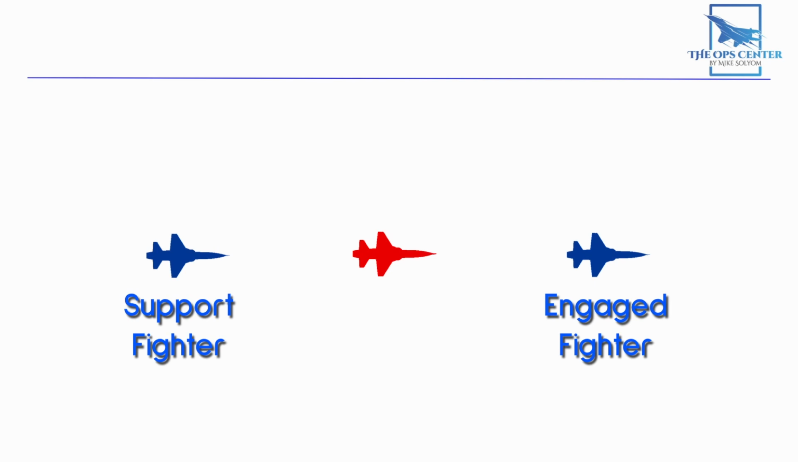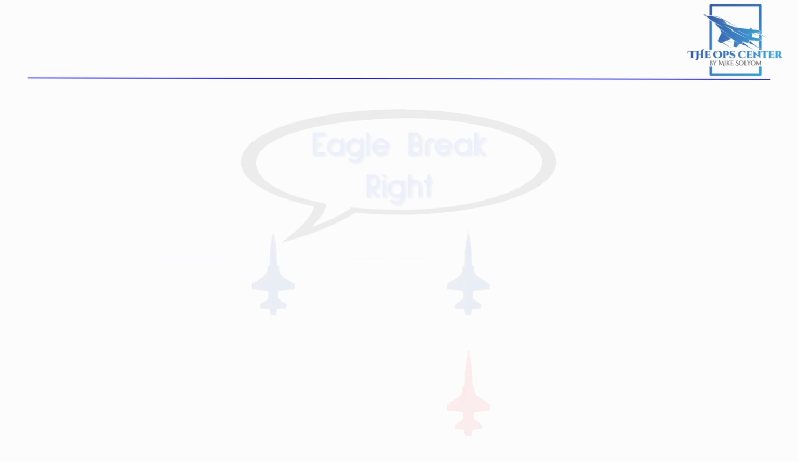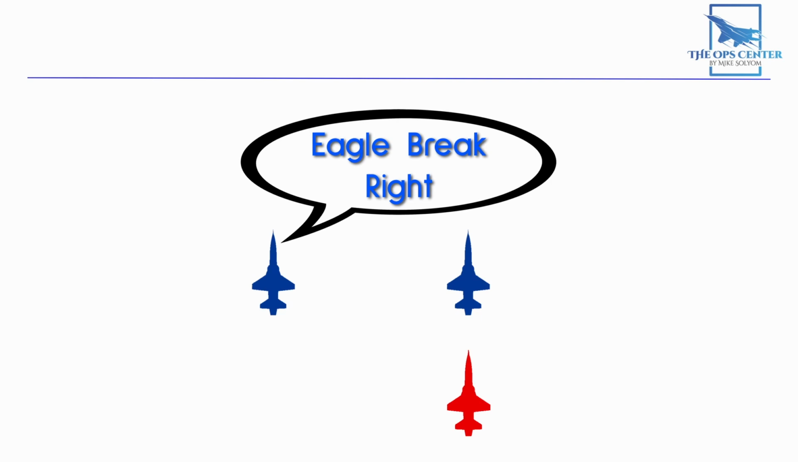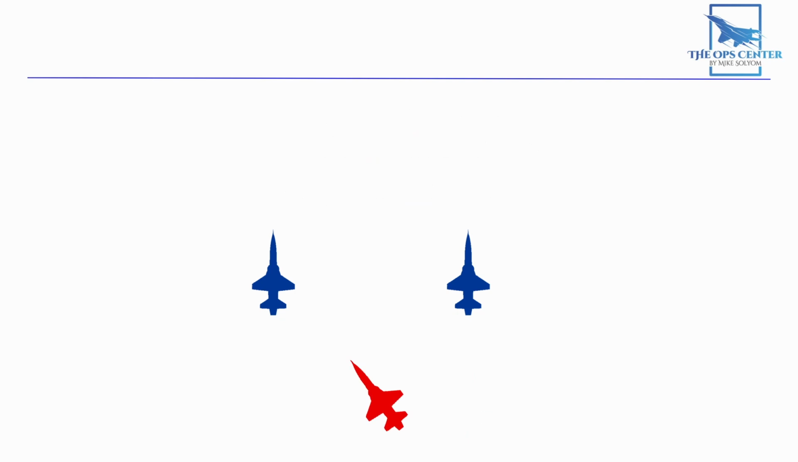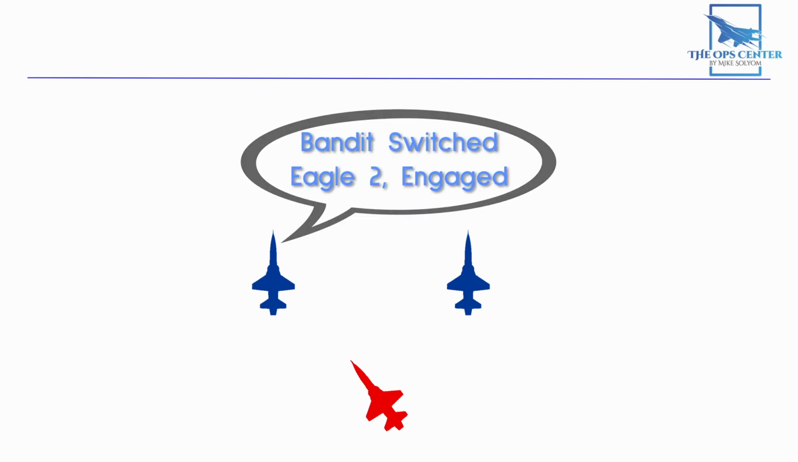Overall, defensive ACM is exactly like what we've covered in this series so far. So you'll execute ACM just like we've practiced. The only difference will be that we'll start off with a game plan to sandwich the bandit by turning towards him. Call a break turn for this if it looks like the bandit is inside a WEZ. If the bandit counters the sandwich by switching targets, then you'll call a bandit switch. That would sound like this: bandit switched, Eagle 2 engaged.